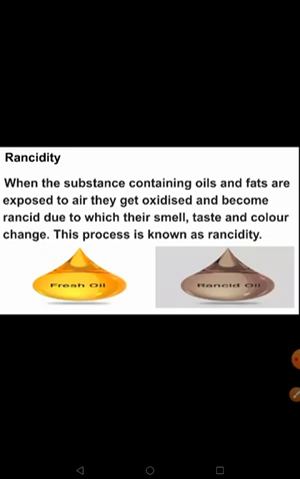So what is rancidity? When substances containing oils and fats are exposed to air, they get oxidized and become rancid, because of which the smell, color and taste change. The ways to prevent oxidation of these food substances are to keep them stored in airtight containers, or the chips packets are flushed with nitrogen gas, so that you can prevent these substances from undergoing oxidation.